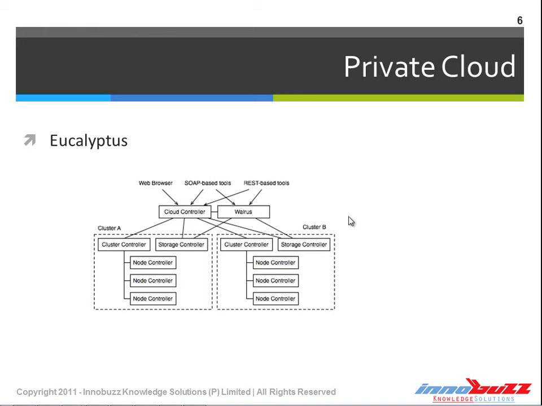It works as two different clusters, cluster A and cluster B, and both clusters have control over the web server as well as the storage units. Both clusters have different nodes on top of which we run our hypervisors, and on top of which we have our virtual machines running. Eucalyptus provides SOAP based access as well as REST based access for the developer to access the applications running on top of the Eucalyptus cloud.